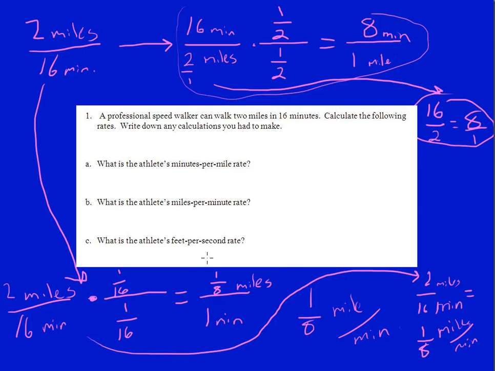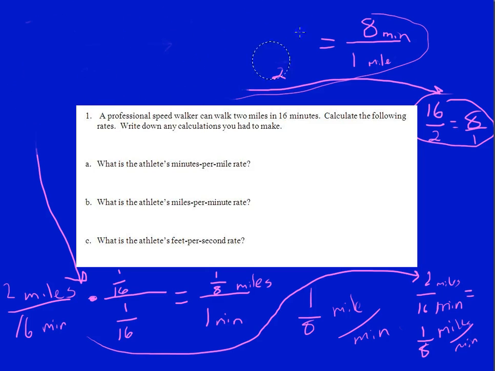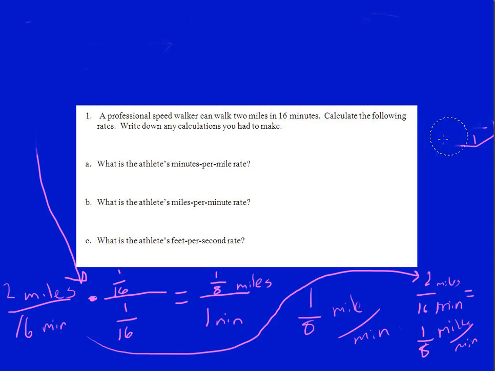Finally, what is the athlete's feet per second? So I'm going to need to erase a little bit here so I have some more room. Here we don't have miles or minutes in our numerator denominator, so it's hard to figure out what you want to put on top and what you want to put on the bottom.